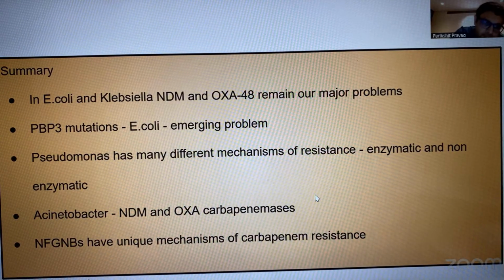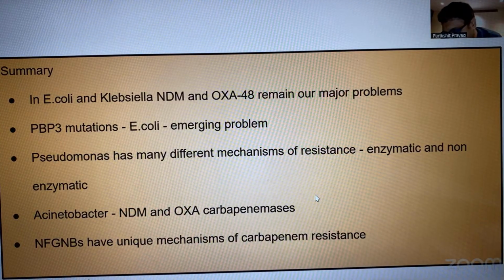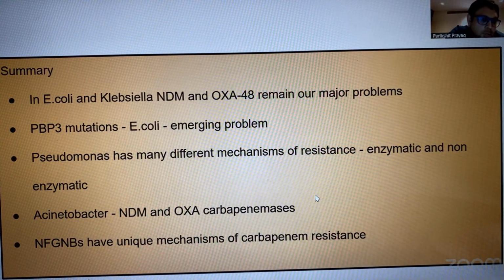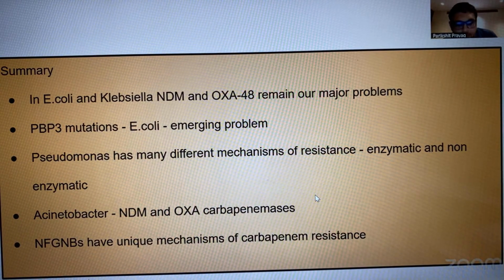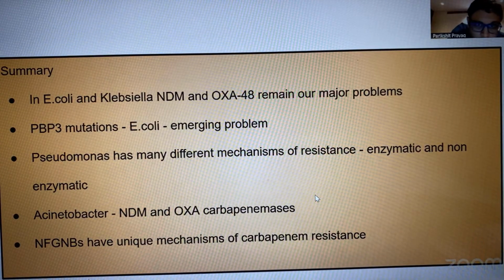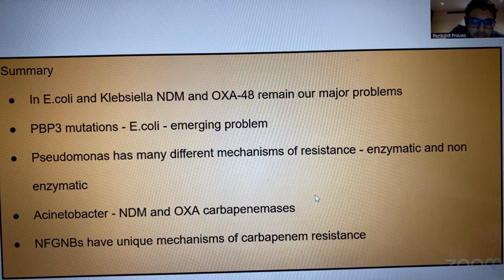Like I said, not always does the presence of a mutated PBP mean E. coli aztreonam-avibactam resistance, but you could see that in certain situations, depending on the type of mutation and depending on the other enzyme spectrum. Pseudomonas has many, many different mechanisms of resistance.